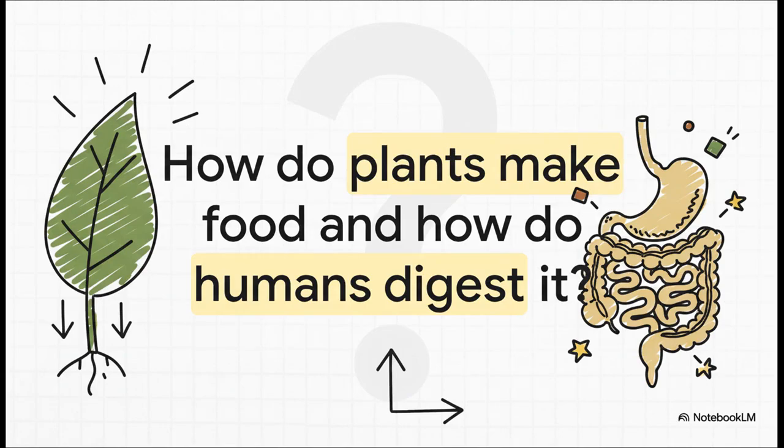And this leaves us with some very interesting questions, doesn't it? We now know what nutrition is and why it's so important, but how does it happen? How do plants actually make their own food? And how do our bodies digest the food that we eat? Well, these are the questions we will explore in our next lessons.